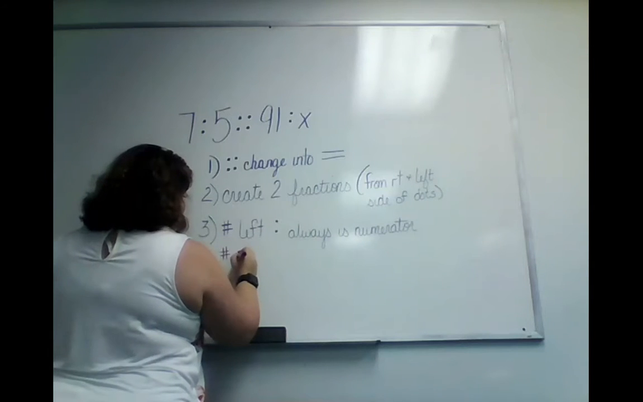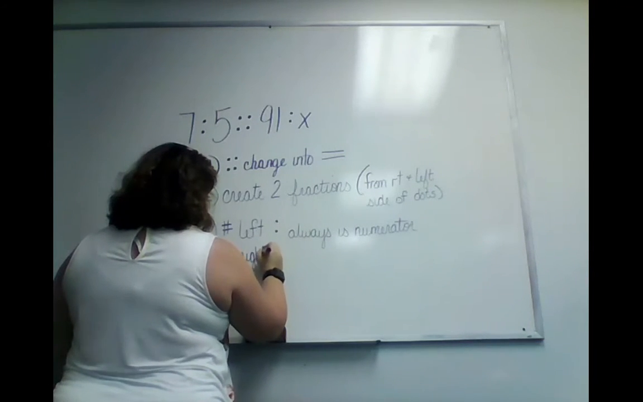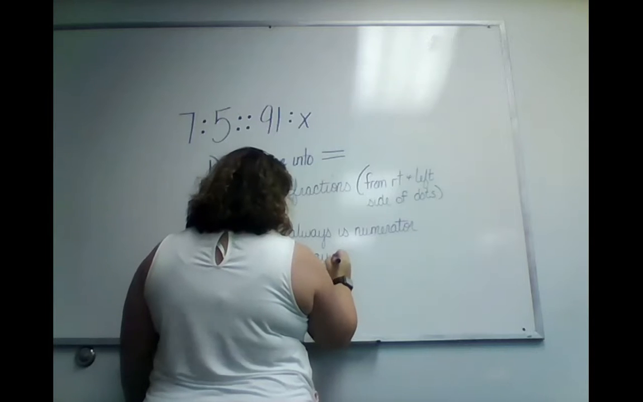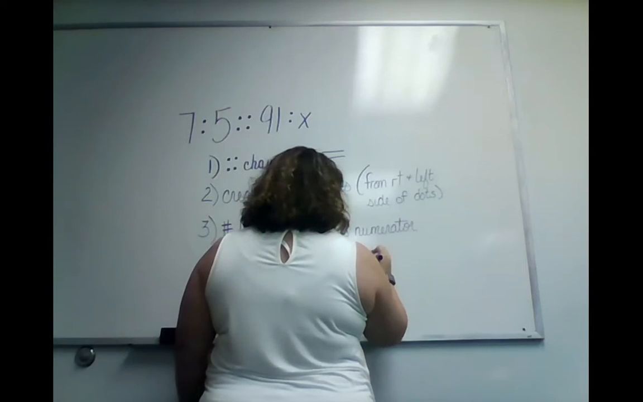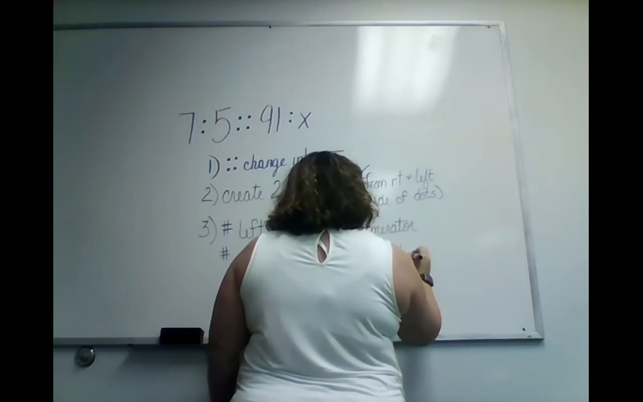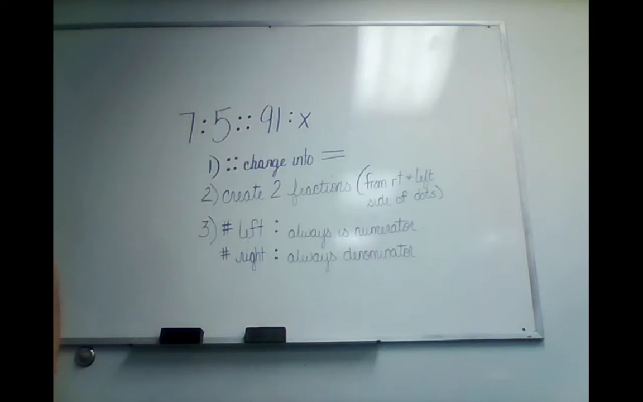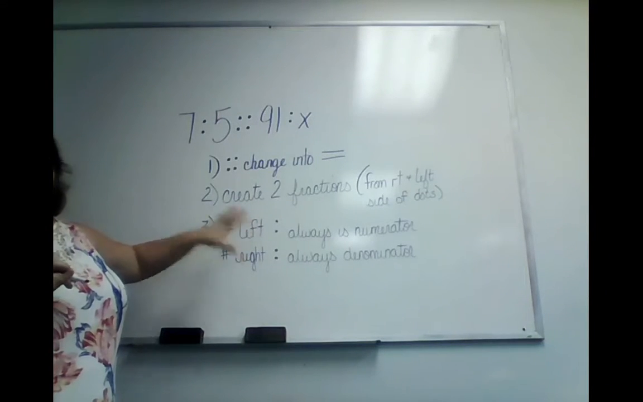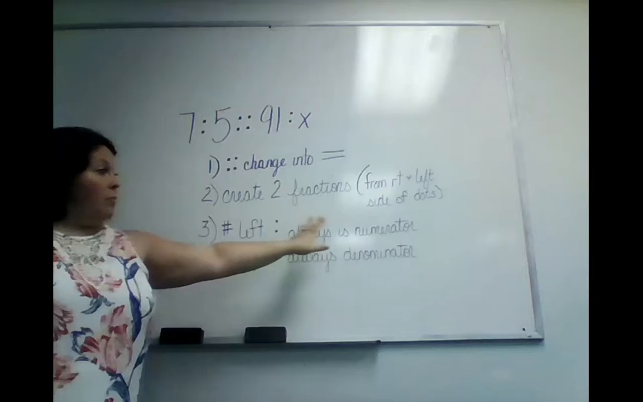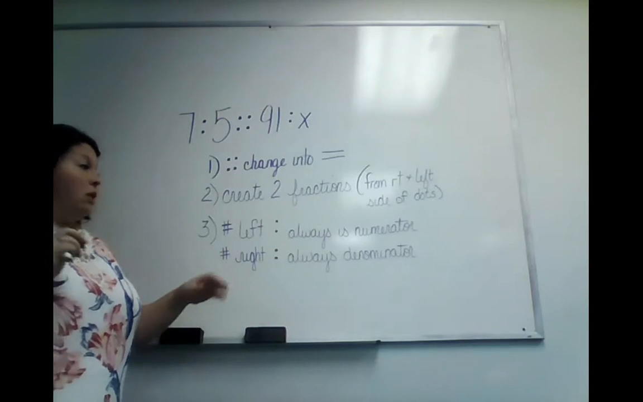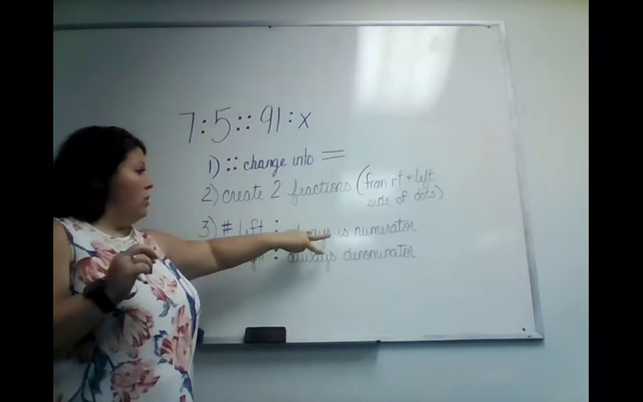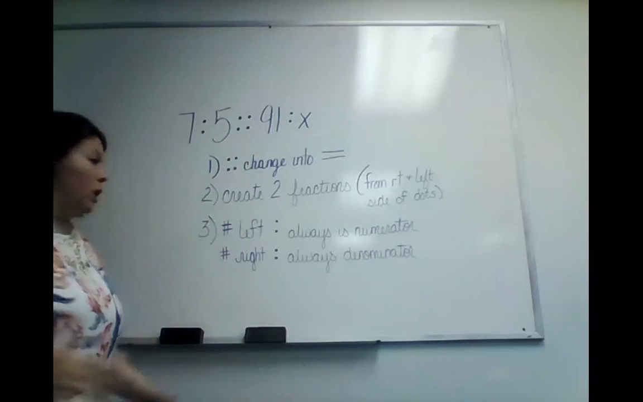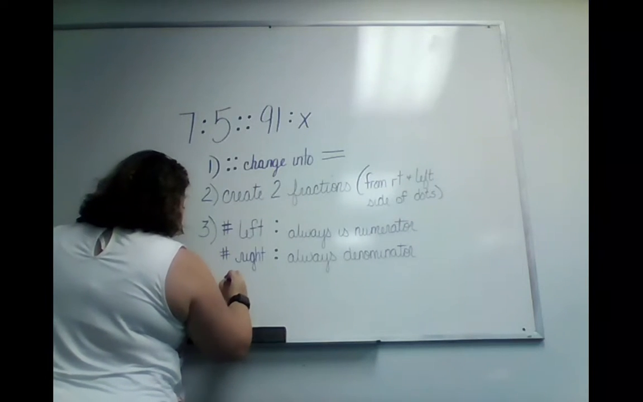So the number to the right of the 2 dots is always the denominator, or the bottom number. If you put these in the wrong spot, you will end up with the wrong answer. So it is really important that you make sure that you get this step right. This is the step that can completely throw the whole problem off, because if you accidentally invert these and make the left number the denominator and the right number the numerator, you're going to end up with a completely different problem. And then the final step of what you do to solve this is cross multiply.